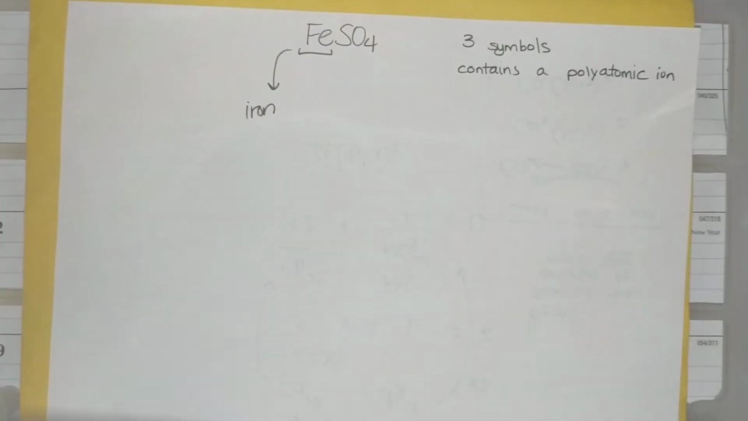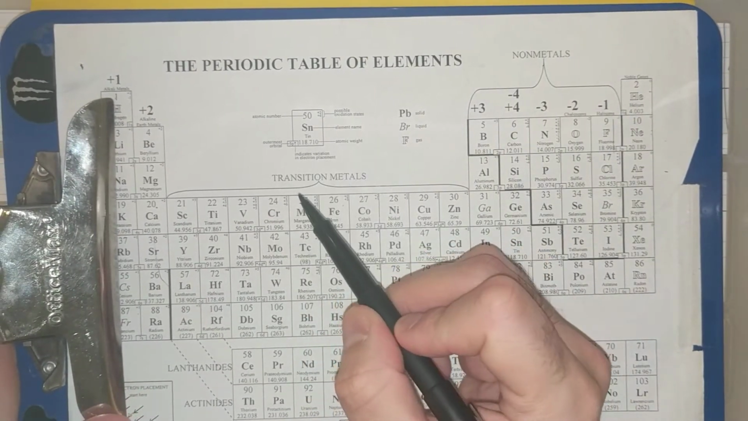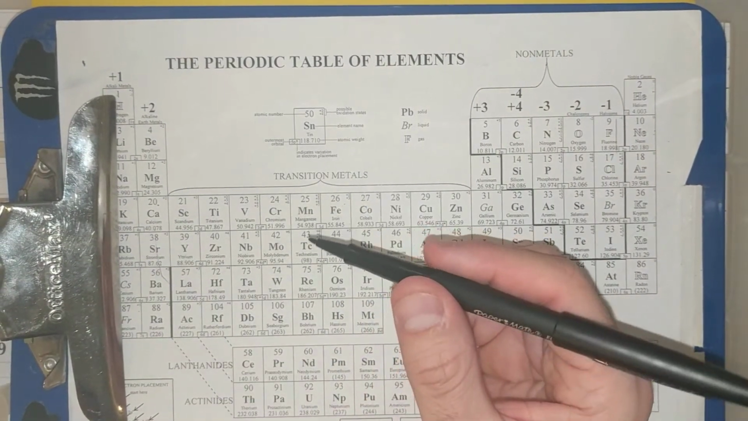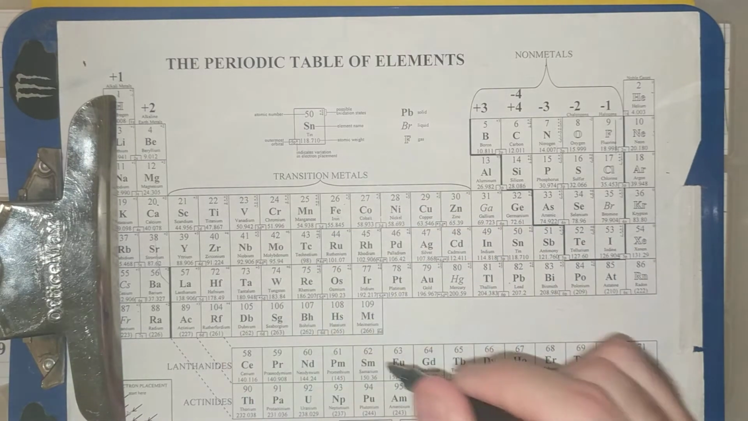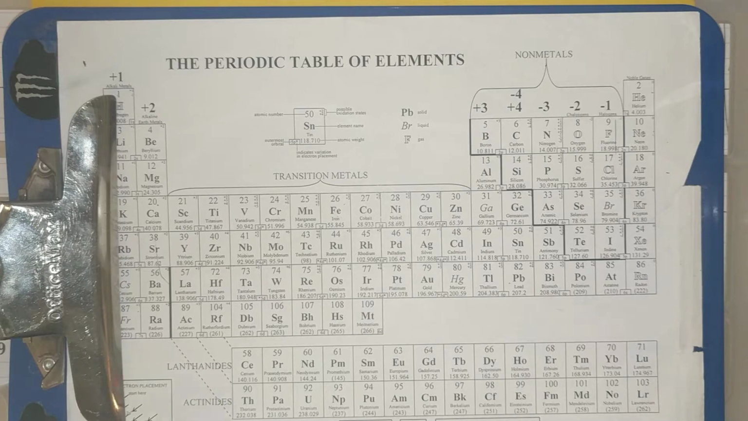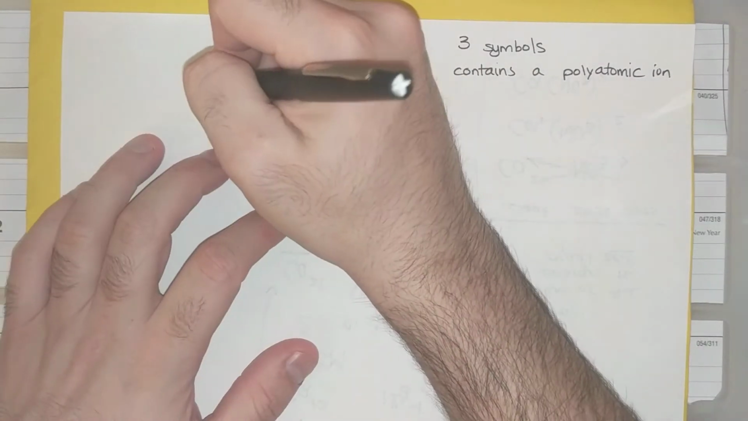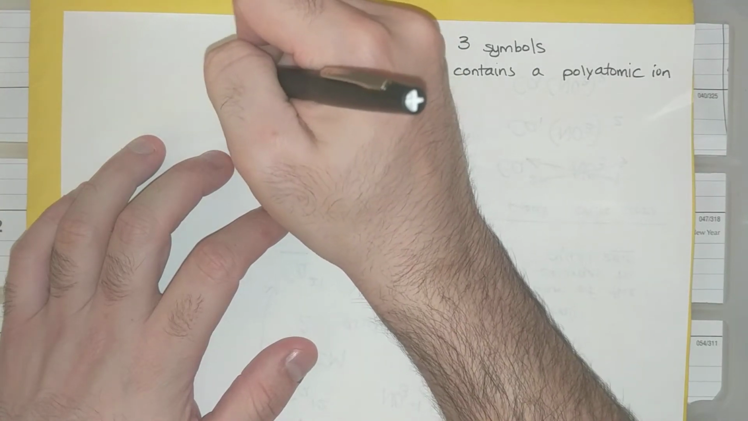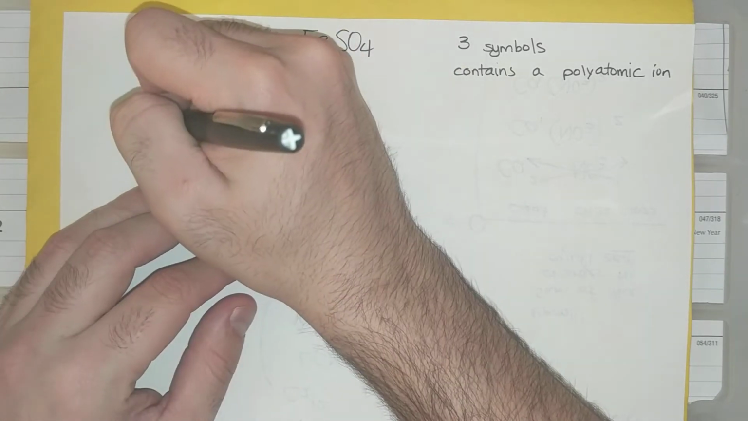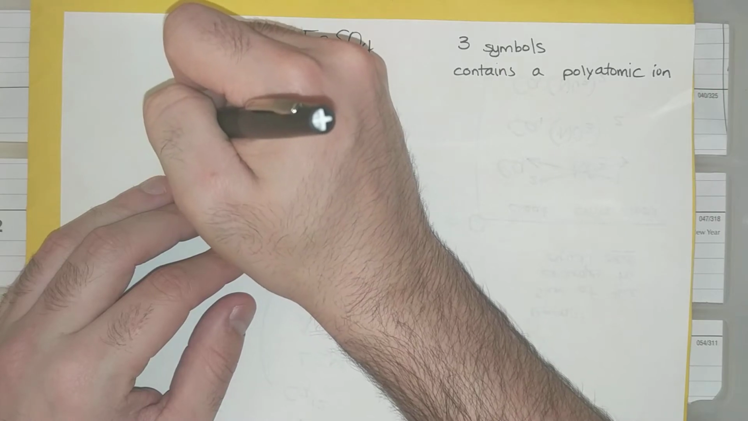But be careful, because what type of element, and it says it right there on the periodic table, what type of element is iron? It's a transition metal. So recall, what do I have to put in the name of these compounds that contain transition metals? Roman numerals. I have to put the Roman numerals in. So this is a transition metal. So eventually, I will need a Roman numeral.